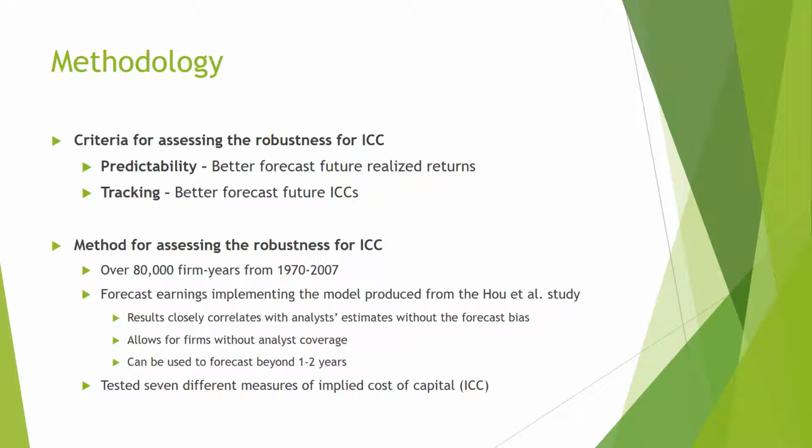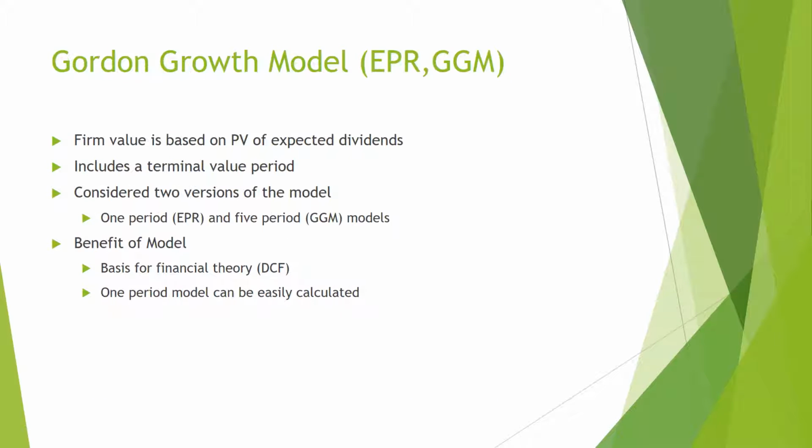And they tested 7 different measures of implied cost of capital. I didn't know there were 7. I was only thinking there were 1 or 2. So let's go through the 7. They actually kind of fit into 3 different buckets.